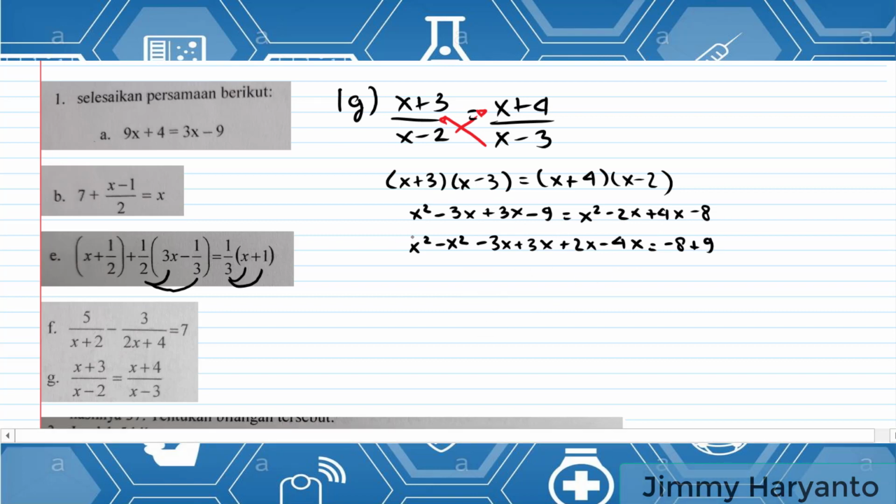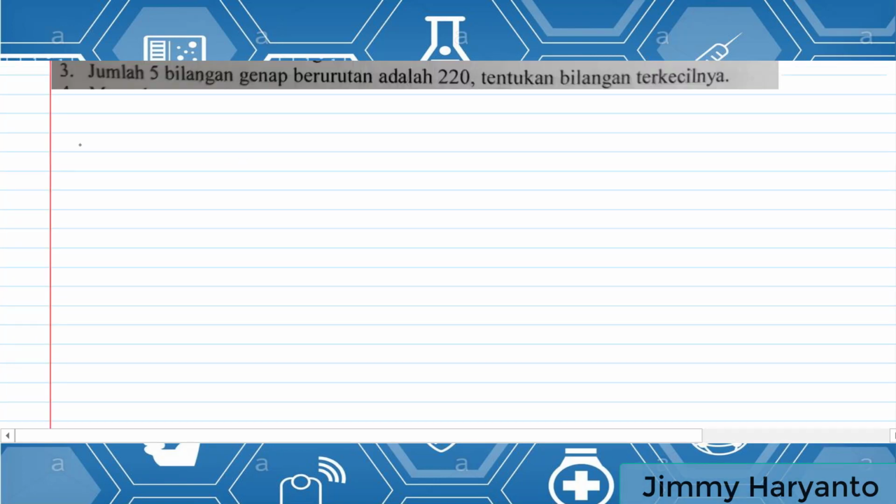Yeah, and then the x square will be gone. The rest, negative 3x plus 3x, is also gone, and then I will only have negative 2x equals 1. x equals 1 divided by negative 2, negative 1 over 2. That's for number 8. Okay, the next is number 3.